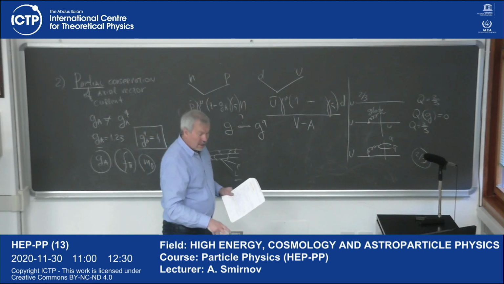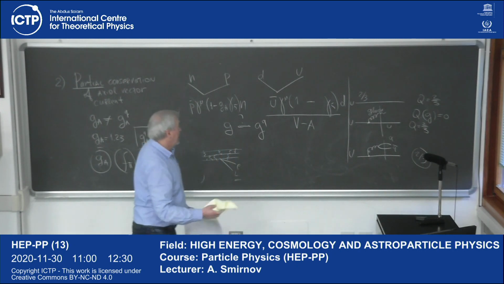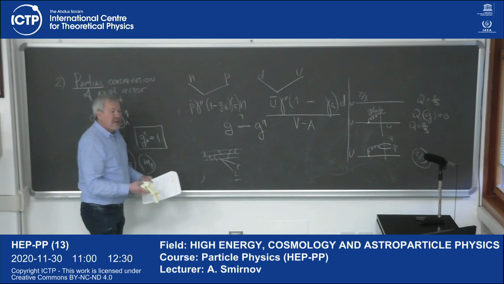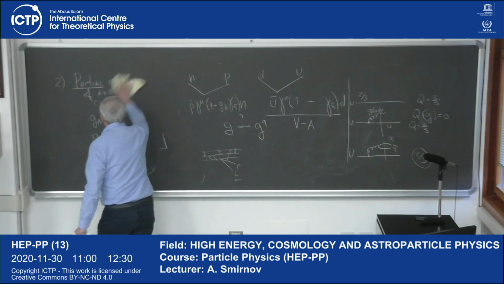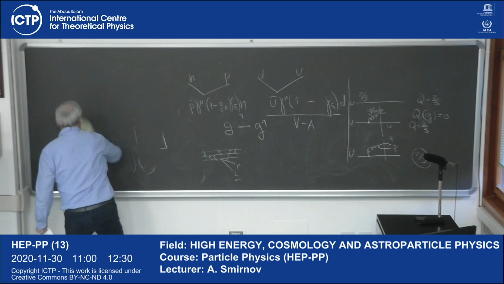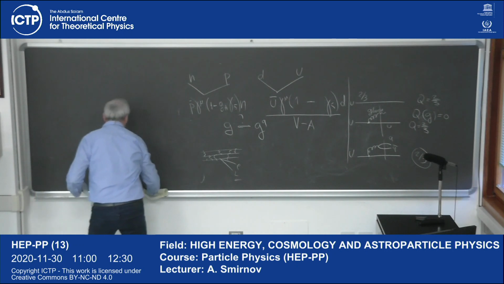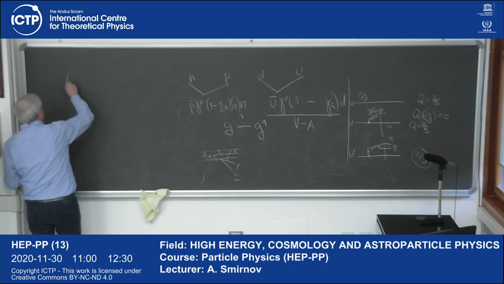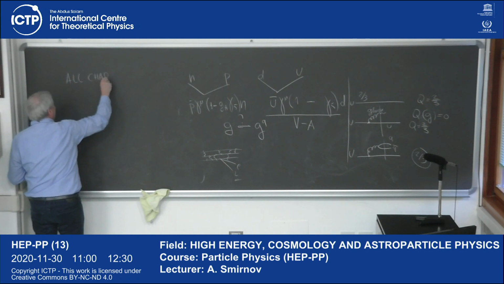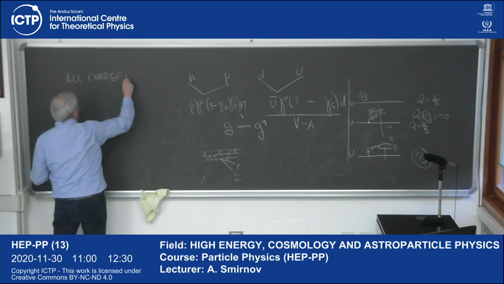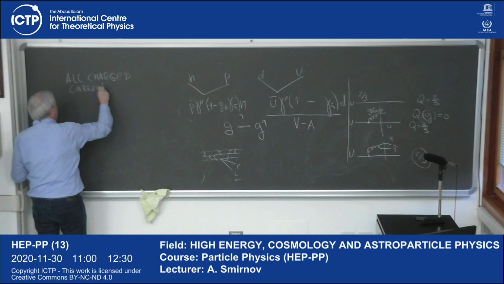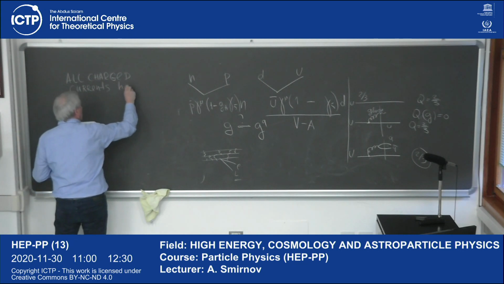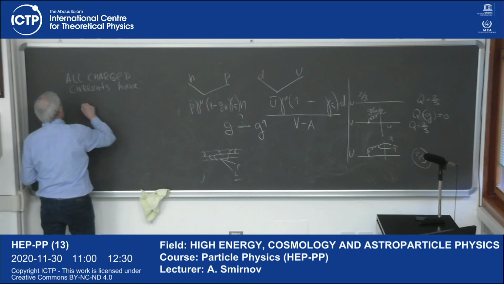So the conclusion is that at quark level, things are even simpler than at hadron level. At quark level, we have found that all charged currents have V minus A structure.